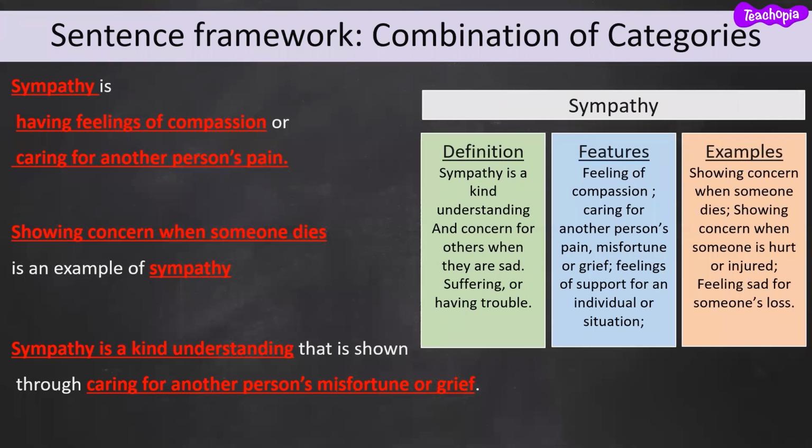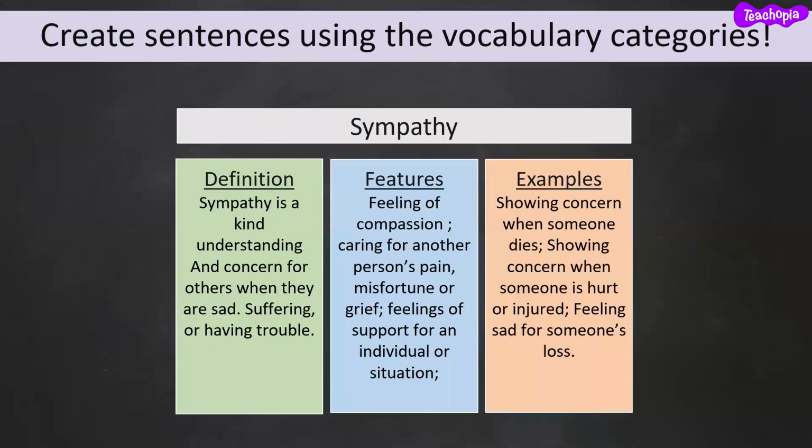Finally, the third sentence, which is, sympathy is a kind understanding that is shown through caring for another person's misfortune or grief, is a combination of the definition category and the examples category. Now, teachers, we have an activity for you where you have to create sentences by combining the categories and using the words and phrases.